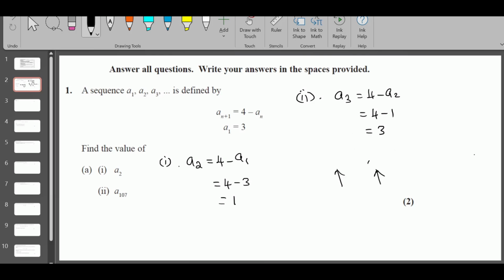So you can just write A2, therefore it's a periodic sequence. You don't need to write this because it's a 2-mark question. You can straight away write A107 is equal to 3. If they are talking about A108, it's 1 because all the even terms are 1.